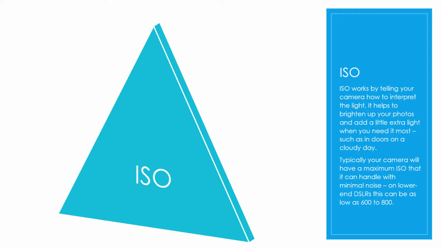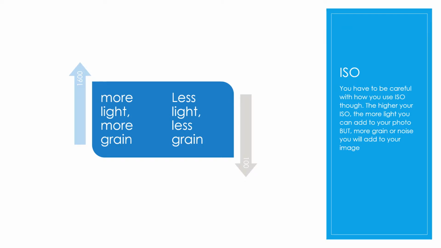On lower end DSLRs, this can be as low as 600 to 800 ISO, and I know that that's a pain, but really until you get into much more expensive cameras, you don't have a high max. And it is unfortunate, but you just have to know how to set your exposure to compensate for that, which is what this class is all about. So, ISO, be careful with it. The higher your ISO, the more light you can add, but the more grain and noise you'll add. The lower your ISO, the less light you're adding and the less grain.